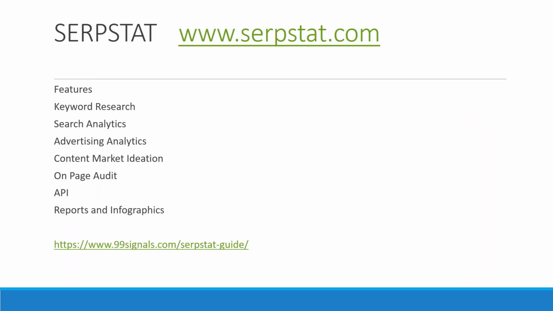The first of the tools is SERP Stat. Like we prefaced, a lot of the tools do a lot of the same things. Some are better at gathering certain types of information than others. One might be better at keywords, and maybe one is better at backlinks. I've also included a guide here that you can take a look at on how to use SERP Stat. This one is good for keywords, analytics, advertising, content marketing ideation, page audit, and API, which is kind of how your website works, and it gives you reports and infographics.